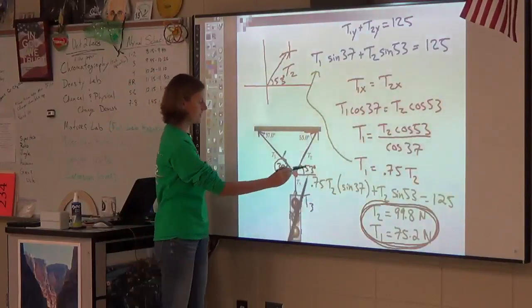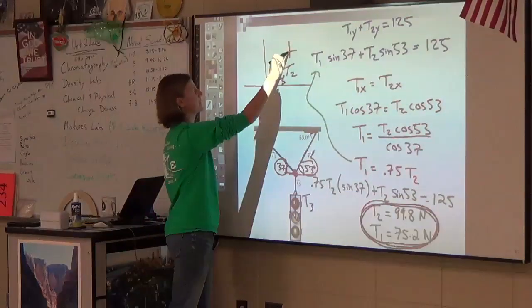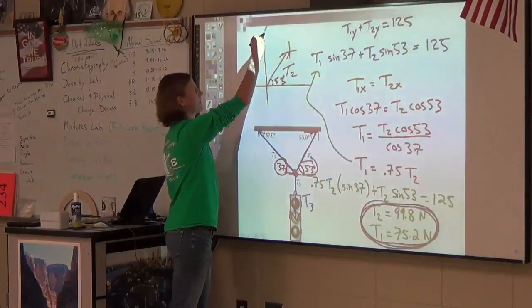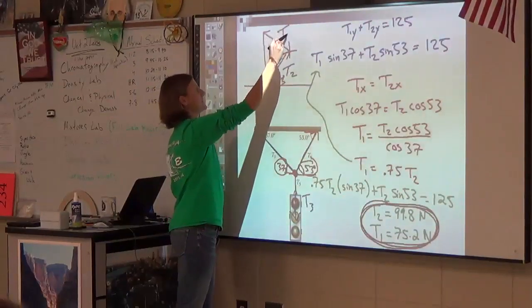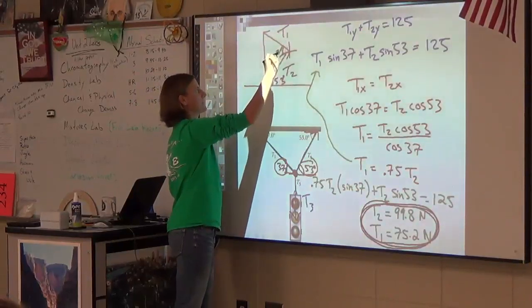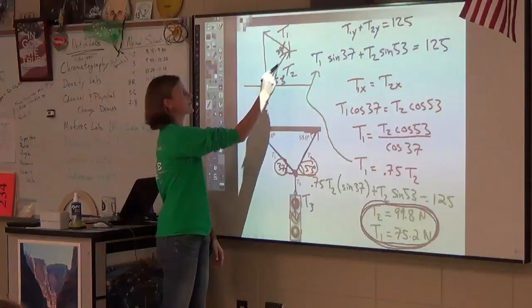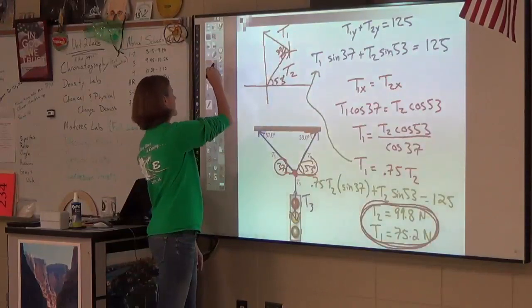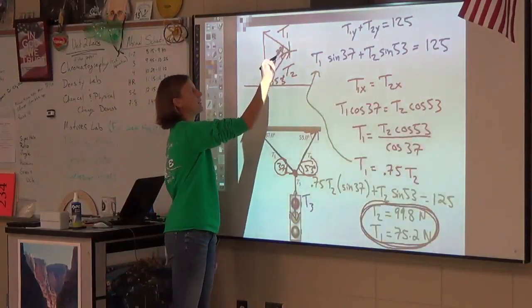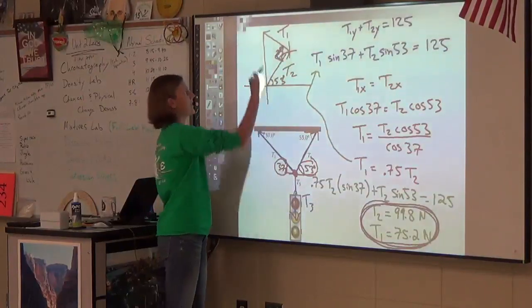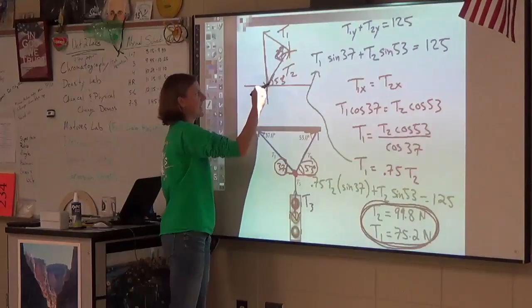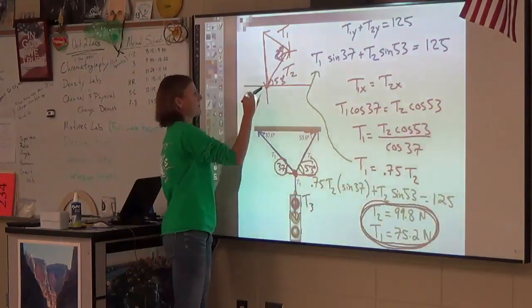And what do we kind of notice about 37 and 53? Yeah, they add up to 90, and that is nice. Because if that's 37, that's 53, that gives me a lovely right triangle. And T3 should be straight down, and I should end up right here at the origin.